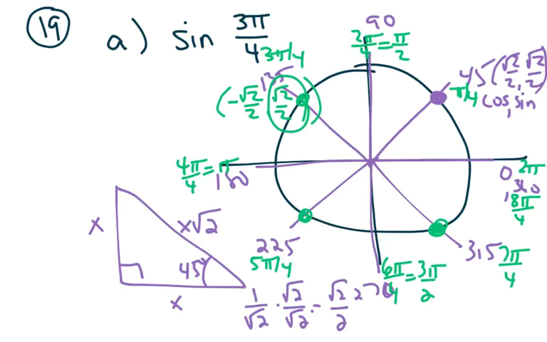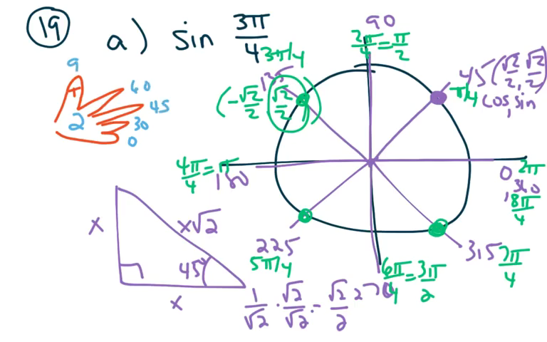Well, here's another way we could have done it. We learned this hand trick with your left hand. That's your thumb, ring finger, middle finger, index finger, pinky. You put a big 2 in the middle of your hand. And each of your fingers represents special angles, 0, 30, 45, 60, and 90. So if you want to find the sine and cosine of 45 degrees, you take this finger and you pull it in.